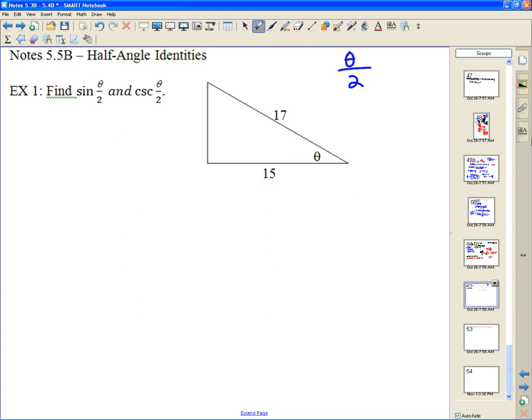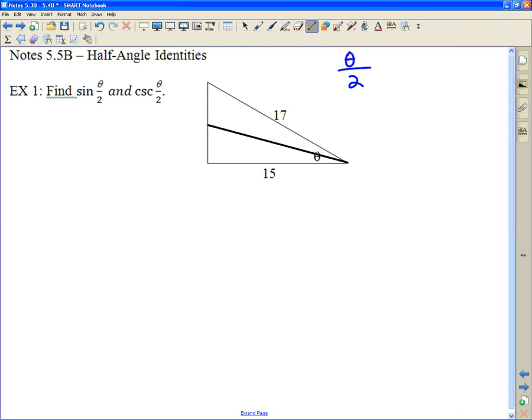Okay, the first example says find the sine of theta divided by 2 and the cosecant of theta divided by 2. We could find the tangent, the cotangent, the cosine, and all that good stuff, but I only have you focusing on 2 of them. Your main idea is that here's what this angle is, and you know that the cosine of this angle is 15 over 17. We don't necessarily know the sine of the angle yet because we don't know this opposite side. But what we want to do is think about cutting this angle in half, and what would we have for the sine of that?